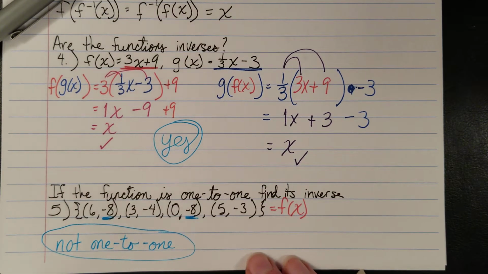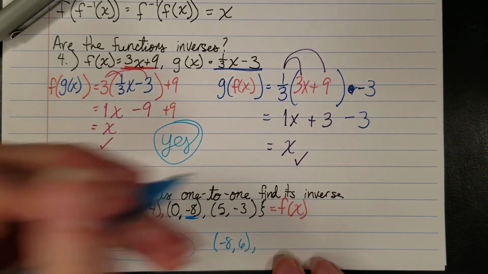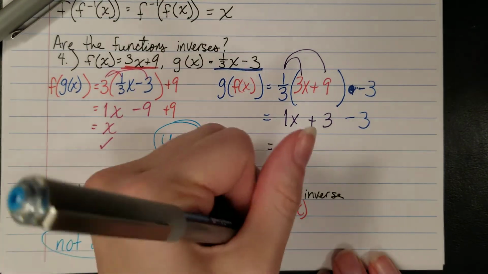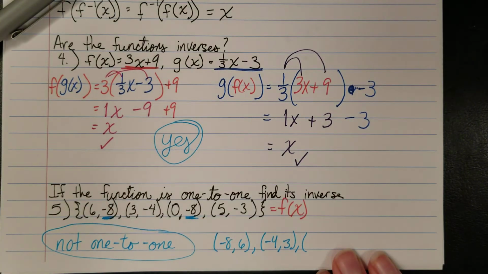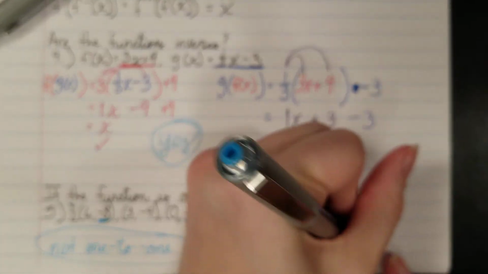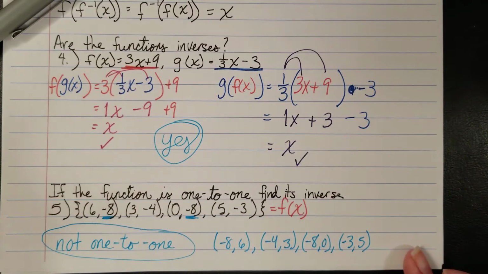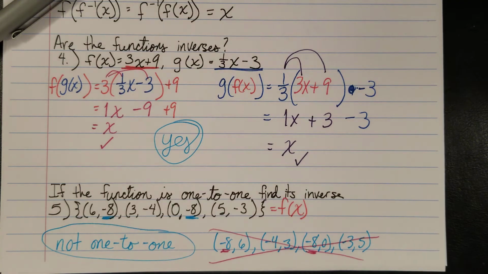If we were going to find the inverse, we would just switch each of these. So like we would say -8, 6, and then -4, 3, and then -8, 0, and then -3, 5. Okay, but we can see that that is not a function because it's got that and that. So it's not a function. So there is no inverse function for that.